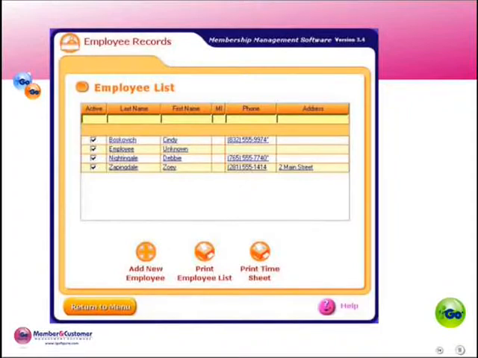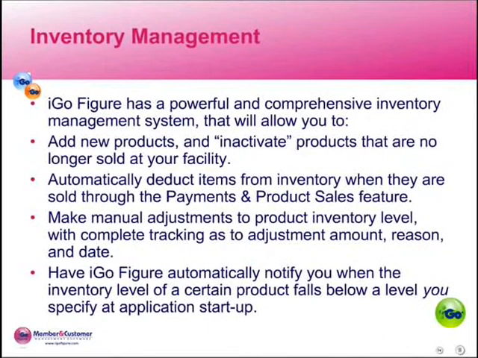To add a new employee, click the Add New Employee button and fill out the form. To print the employee list, click the Print Employee List button. To print employee timesheets, click the Print Timesheet button and select the employees and date range. To view an employee's record, click on his or her name from the list. You will be taken directly to that employee's record, where you can see their information, including personal information, sales history, and work history.